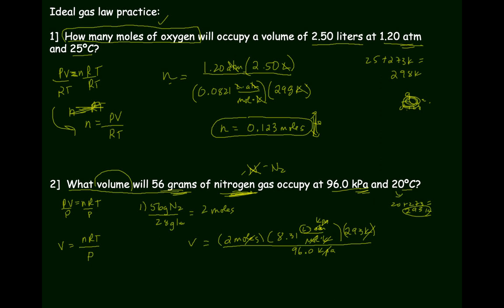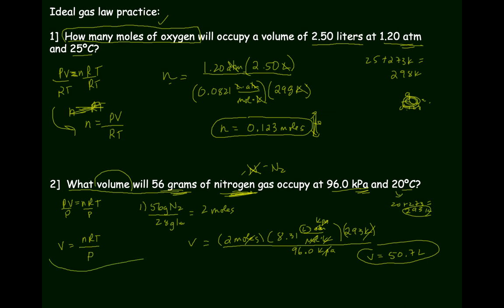So if I do this little calculation, I will end up with a volume equal to 50.7 liters, which is correct. Let's just take a look. I'm going to take 2 moles times 8.31, times that by 293, and I'm going to divide that by 96. And I get 50.7. Yeah, so I just wanted to get that number down correct. All right, so that's it. So we have 2 good answers.